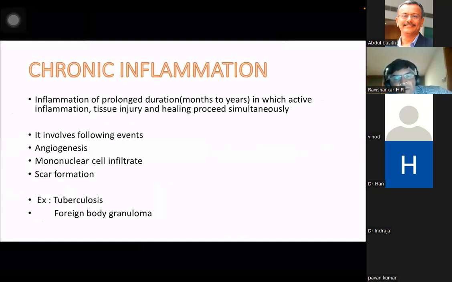Chronic inflammation is a prolonged inflammation, in which active inflammation, injury, and healing are present simultaneously. It includes angiogenesis and mononuclear cell infiltrate, due to which scar formation will be more. Examples are a foreign body in the wound, which leads to granuloma and prolonged inflammation, leading to chronic wounds, and tuberculosis.